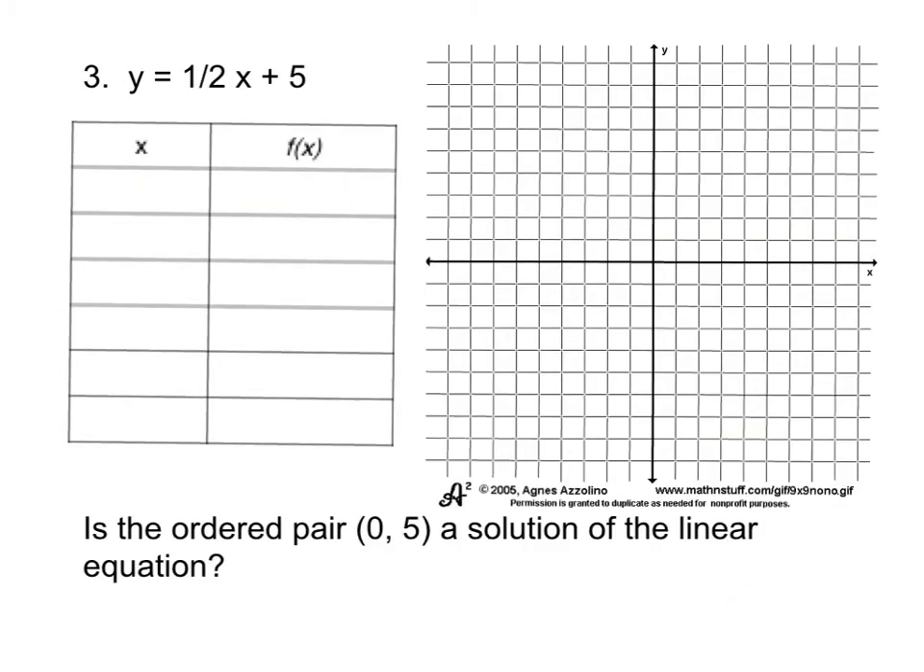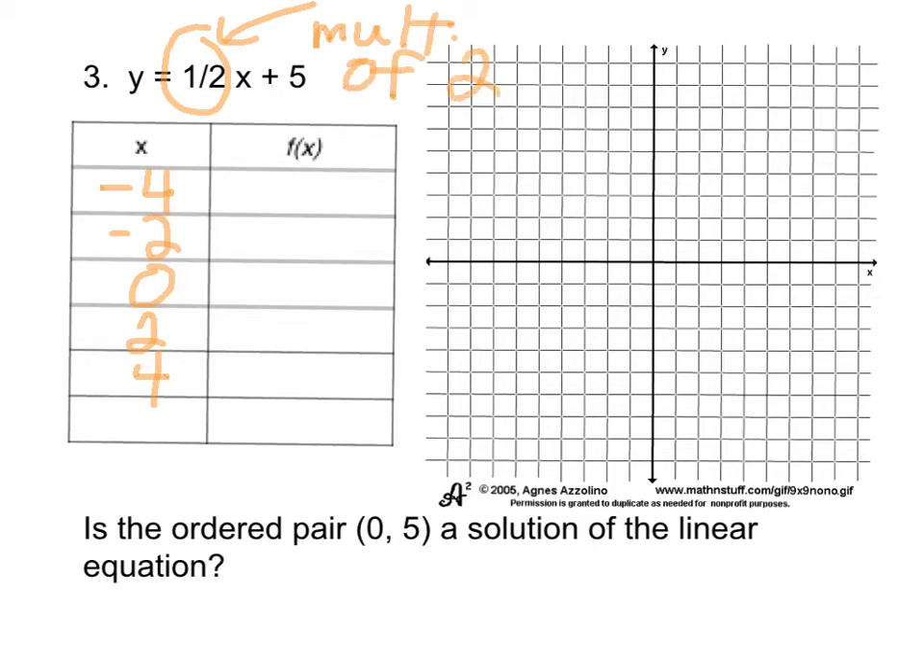This equation, example number 3, is y equals 1/2 x plus 5. And because of the 1/2, I don't want to get fraction answers. I'm going to use multiples of 2. So I'm going to start with negative 4, negative 2, 0, 2, and 4. And I'm using those values because they are multiples of the denominator. And so now I won't get a fraction that I have to add with 5.